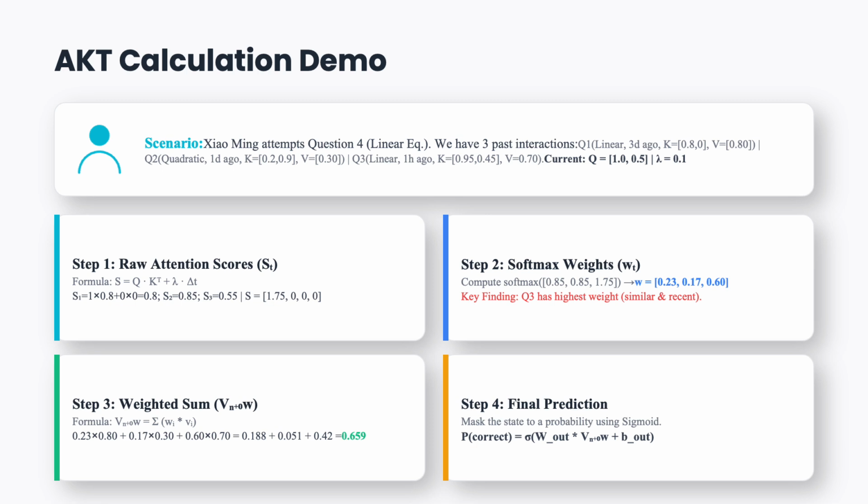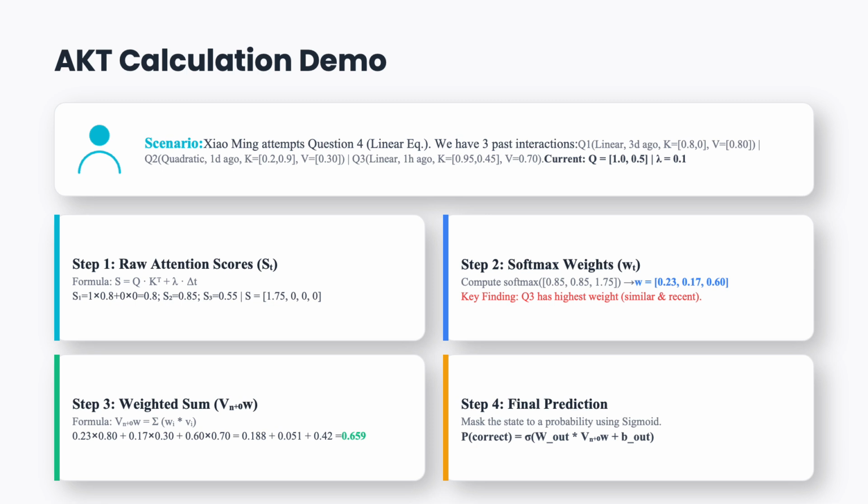The higher the score, the more relevant that past question is. Step 3. The weight. These similarity scores are then converted into attention weights. Think of this as the model saying, the question about right-angled triangles from earlier is 90% relevant, while the one about fractions is only 10% relevant.